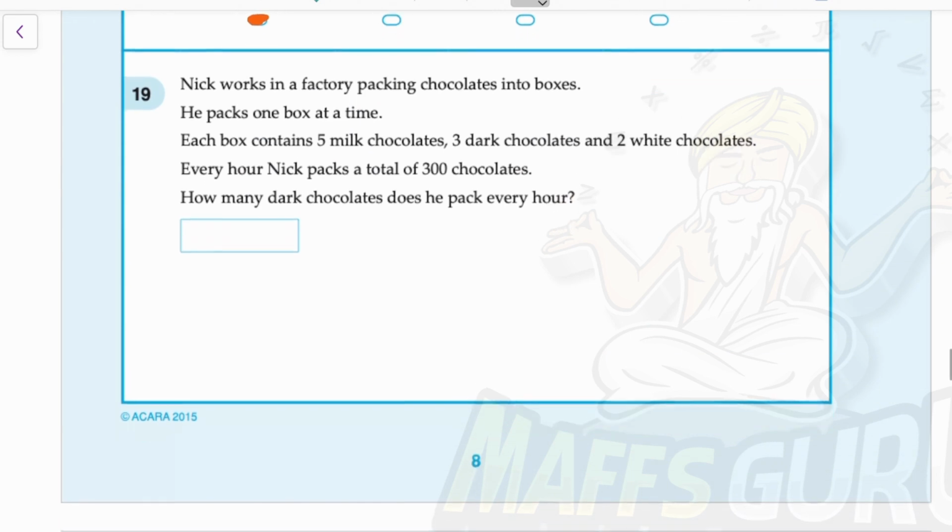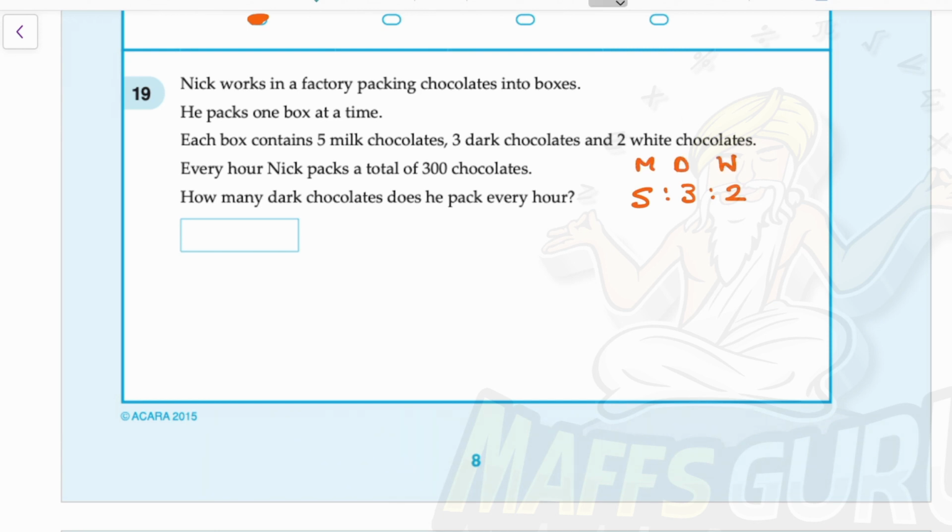Nick works in a factory packing chocolate into boxes. He packs 1 box at a time. Each box contains 5 milk, 3 dark and 2 white. Every hour, Nick packs a total of 300 chocolates. How many dark chocolates does he pack every hour? All right, so basically this is a ratio. We've got 5 to 3 to 2 with milk, dark and white.